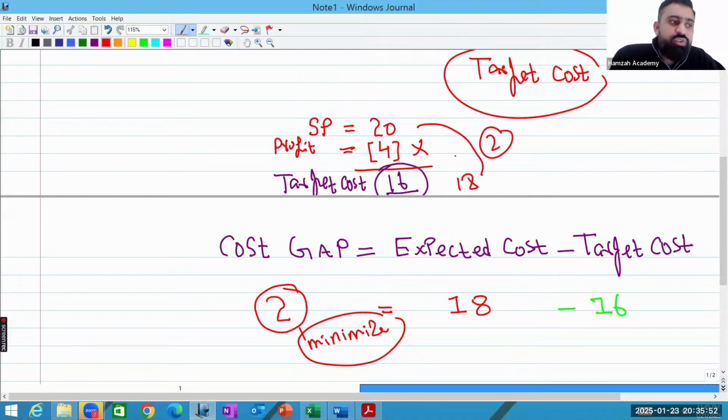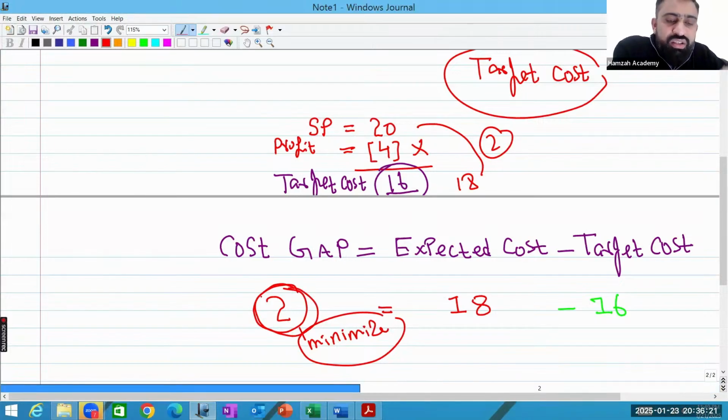So first of all, you will calculate your target cost. Then you will determine your cost gap, which is the expected cost minus target cost. Cost gap. And then, after identifying the cost gap, you will make such strategies which can minimize this cost gap.